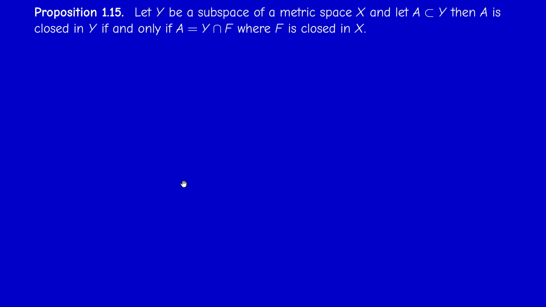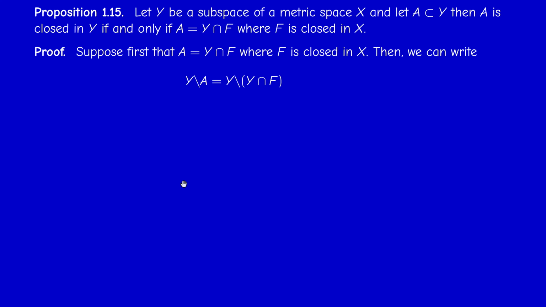So once again, if we have a metric space X and a subset Y of X, and a subset A of Y, then A is closed in Y if and only if A is the intersection of Y with a closed set of the bigger space X. Two implications. Suppose first that A is the intersection of Y and a closed set F in X. Then the complement of A in Y is Y without Y intersected with F. And now, by elementary set theory, this set is just the intersection of Y and the complement of F.